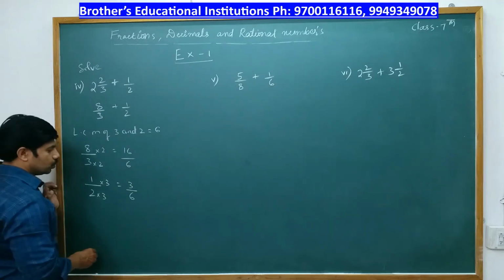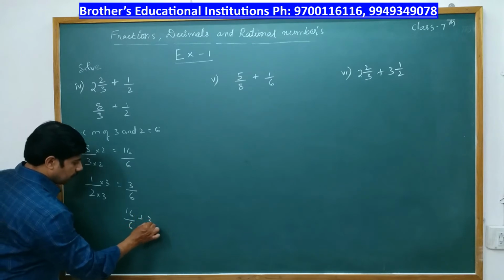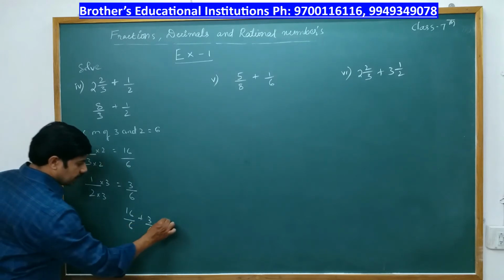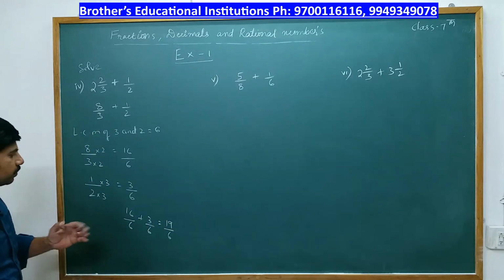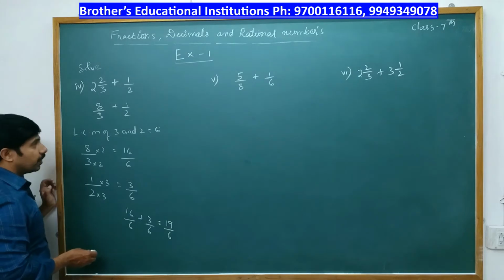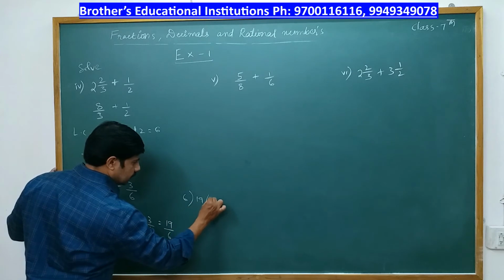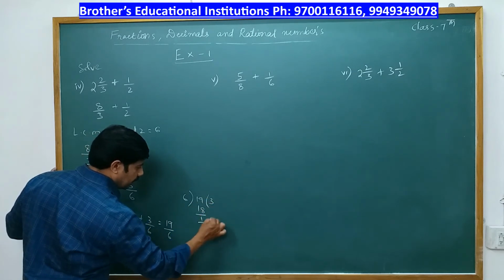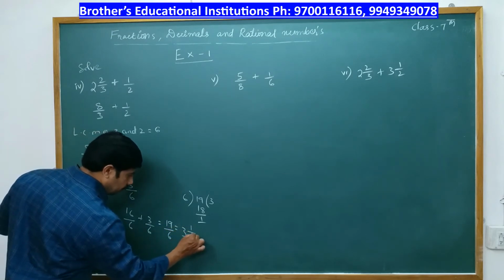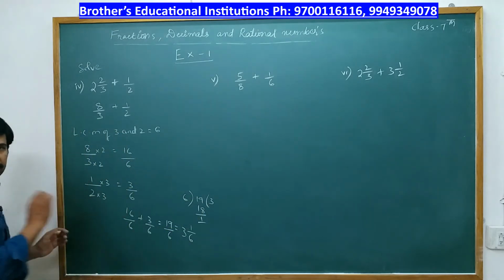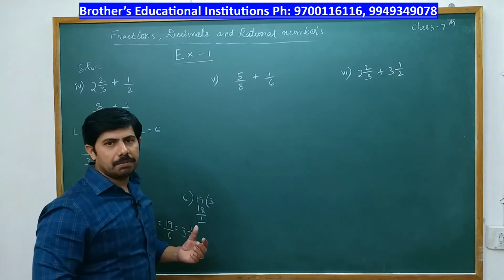So we add those two. 16 by 6 plus 3 by 6 is nothing but 19 by 6. Okay. So this 19 by 6 will divide. So I'll just divide it here. 6 3s are 18. Remainder is 1. So what is the solution we get? We get 3 1 by 6. So this is completed. Now we have a next problem, that is 5 by 8 plus 1 by 6.